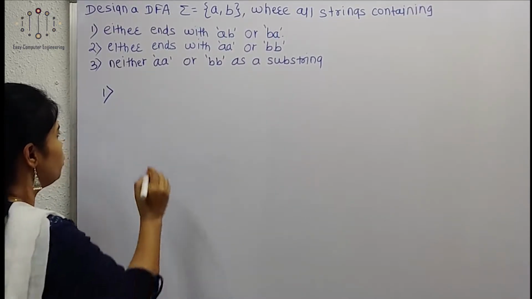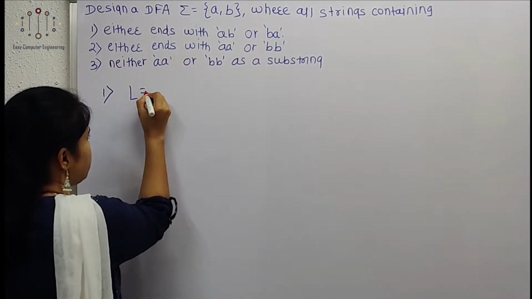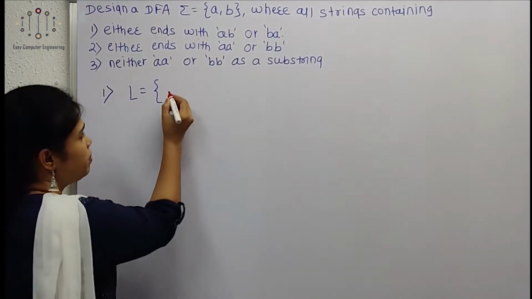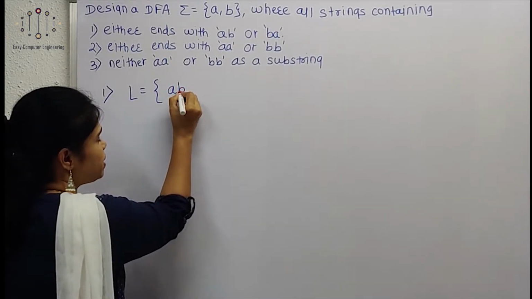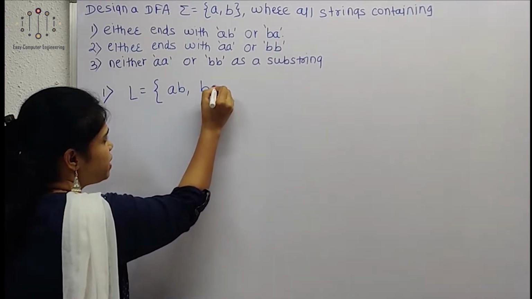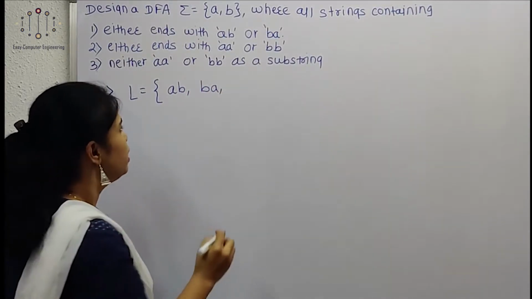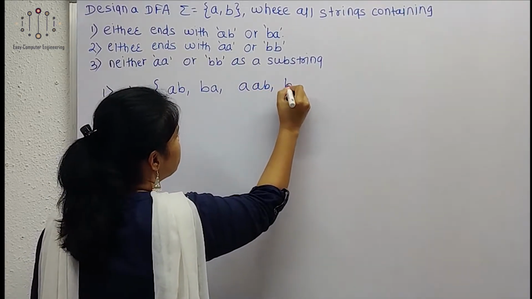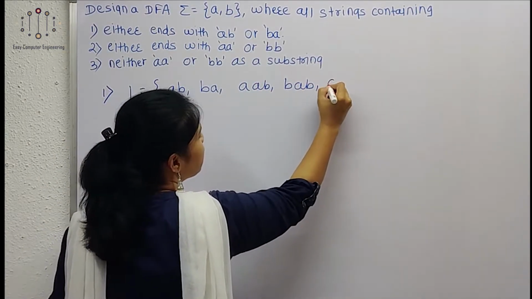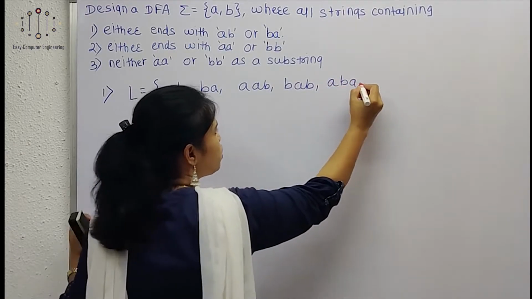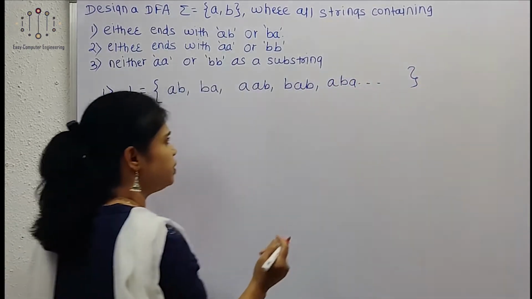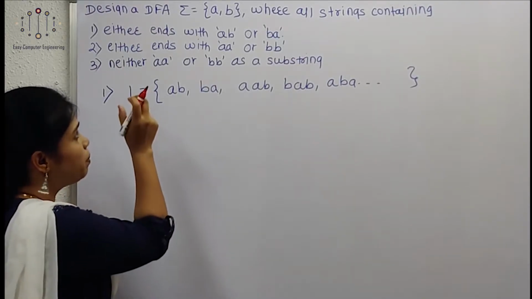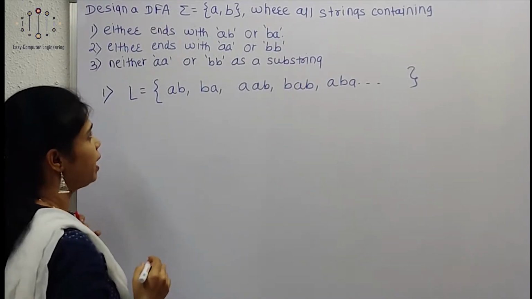So as we know, we have to write the language for this. All strings that end with AB or BA means that either AB or BA is present at the end of the string. Then AAB is possible, BAB is possible, ABA is possible. So we can accept these strings with the example of this DFA. Now the minimum strings are AB and BA.